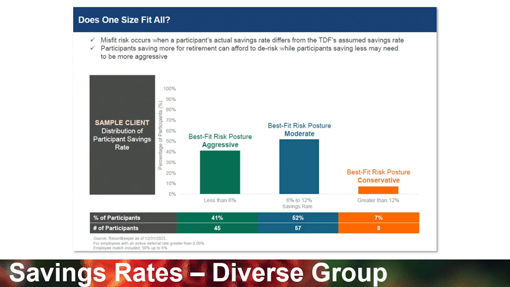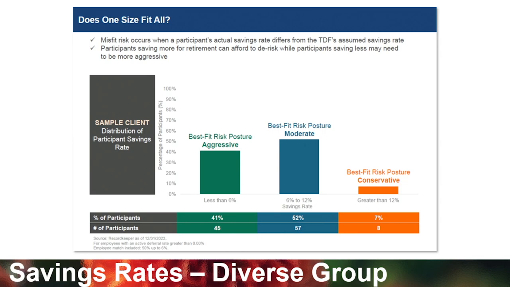So in this case, for participants who may be contributing less than 6%, they would be best fit for the aggressive risk posture. For someone contributing between 6 to 12%, we feel that they can de-risk a little bit, and they can afford to do so with their higher contribution rates and would be better fit for a moderate glide path. And lastly, for participants who are contributing greater than 12%, they would probably best be fit for a conservative risk posture, just because through their own contributions, they should be able to reach their retirement goals and basically hope for stability.